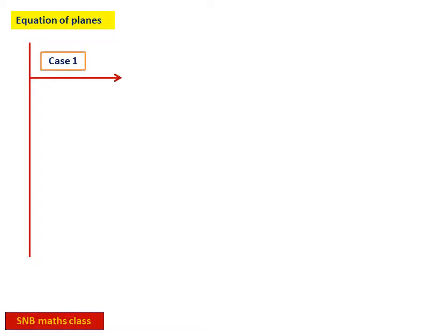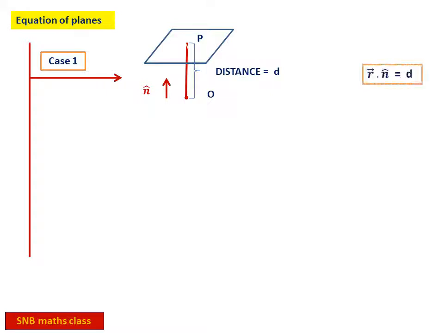See, case 1, we have already derived the equation. Consider a plane and O is the origin, and first draw the perpendicular from the origin to the plane, say OP. Suppose the distance from the origin to the point P is small d, and suppose n cap is the unit normal along OP, that is, perpendicular to the plane. Then the equation of the plane is r dot n cap equal to d.